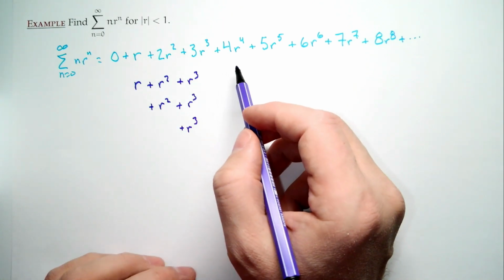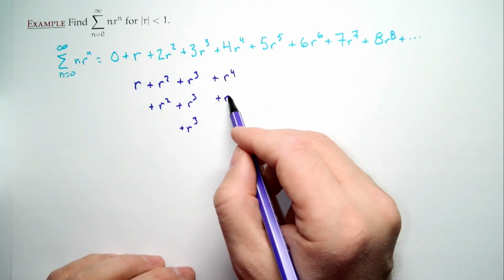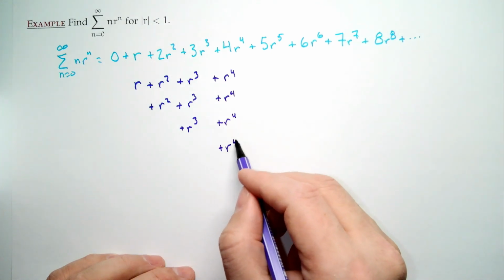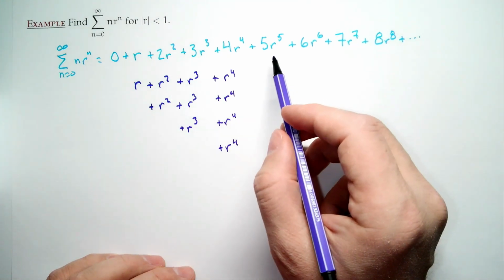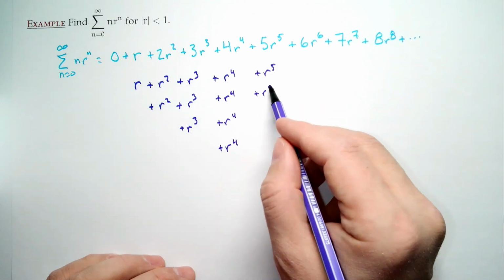How about r to the 4ths? Well, I've got 4 of them. So r to the 4th, and r to the 4th, and r to the 4th, and then I need to start a new one, r to the 4th. How about r to the 5th? Well, all right, I'll do that. I'll break things up as r to the 5th.